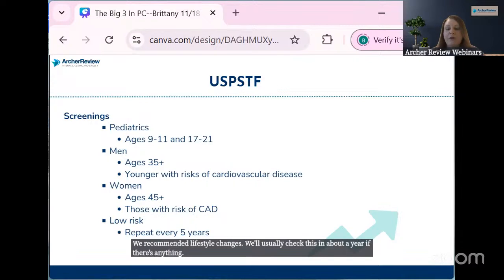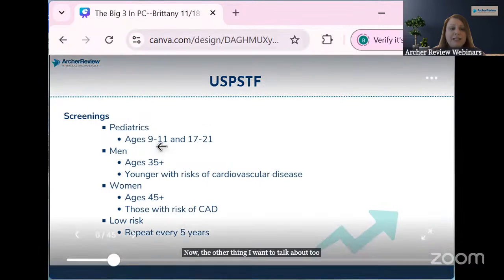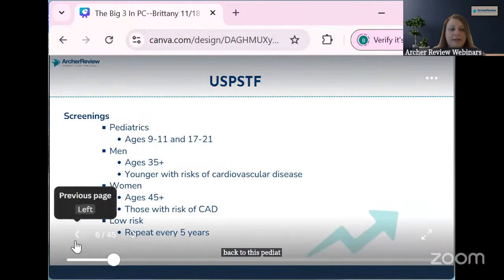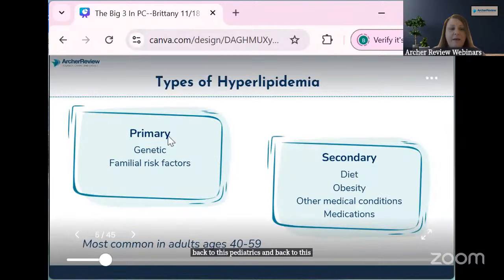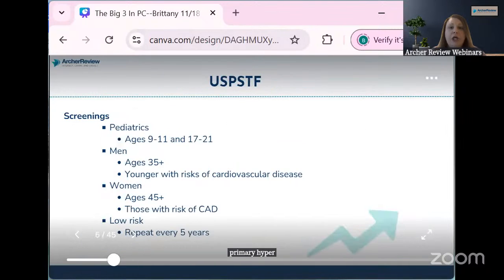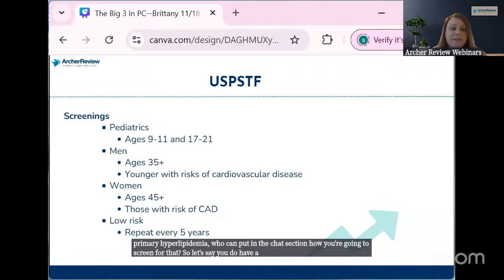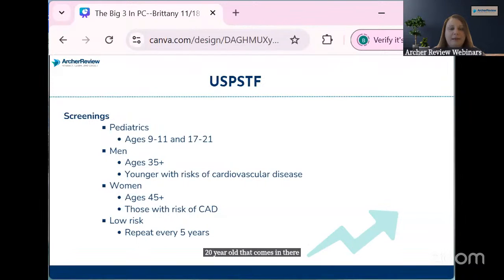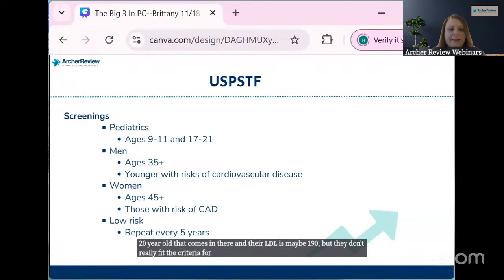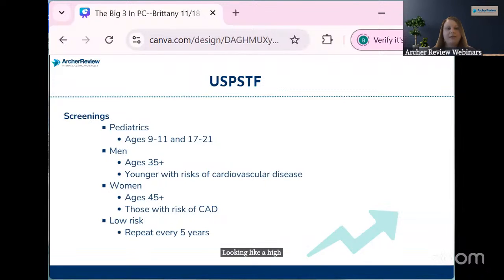Now, the other thing I want to talk about too, back to pediatrics and back to this slide here talking about primary hyperlipidemia. Who can put in the chat section how you're going to screen for that? So let's say you do have a 20-year-old that comes in and their LDL is maybe 190, but they don't really fit the criteria for looking like a high cholesterol patient. And you're thinking maybe this could be a familial or genetic link.